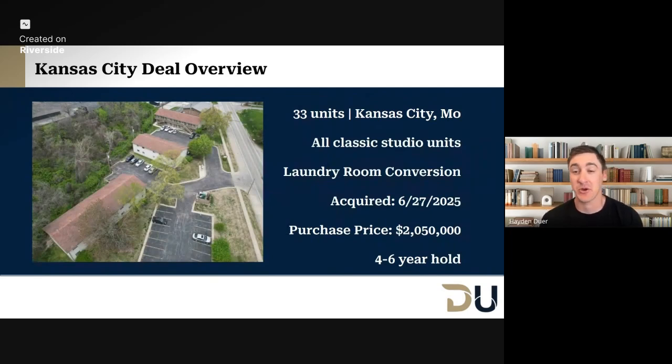Now, this was a 33 unit project, and it was all studios, classic, really old, as you saw in the previous picture, 1980s build.